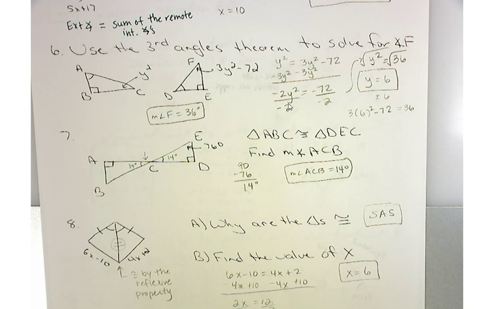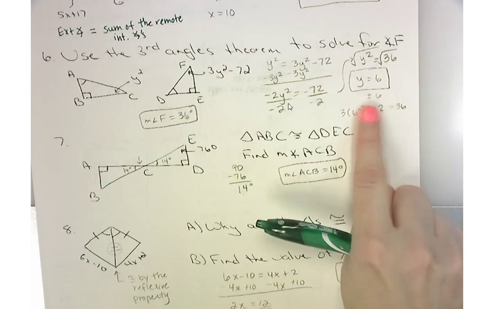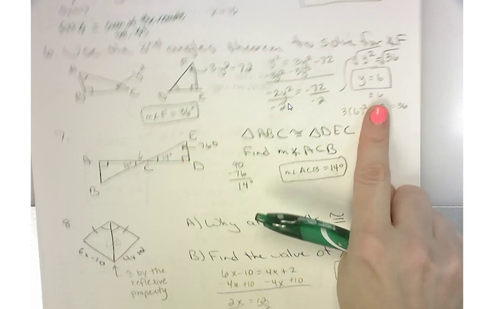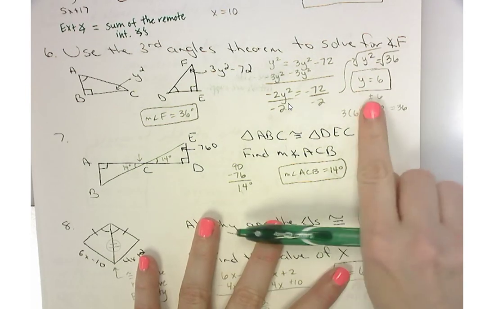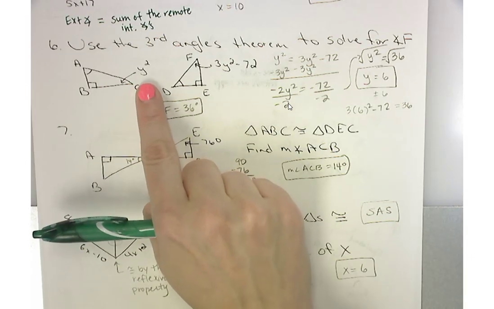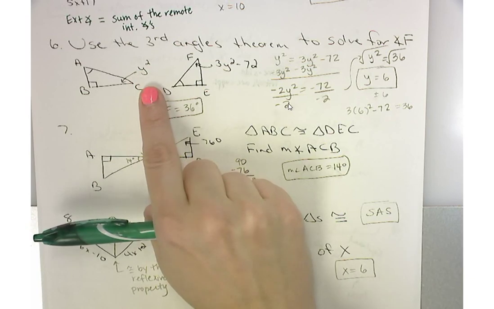The reason why you can have plus or minus 6 here is because if you plug the negative back in, what happens? What's negative 6 squared? Positive 36. For this one, if you plug in a negative, it'll still be positive. But if you plugged it back in and it was negative, you'd reject that answer.